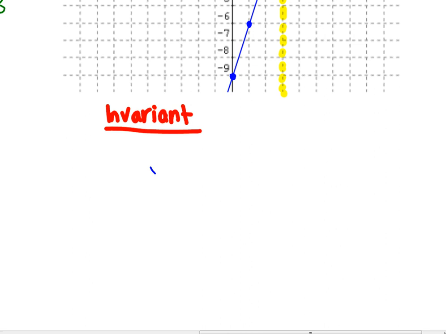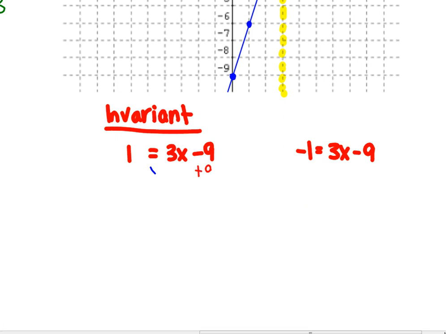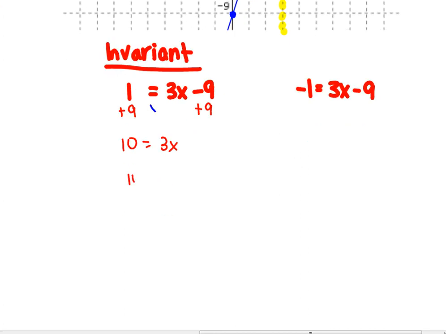We take the original equation of 3x minus 9. We're going to set it equal to 1. And we also will set it equal to negative 1. Okay. So add 9, 10 equals 3x. Divide by 3. So 10/3, that's the same thing as 3.3 repeating.